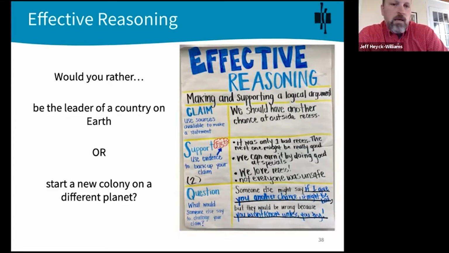One is doing the game Would You Rather, and here's an example of that where we ask the kids, would you rather be the leader of a country on Earth or start a new colony on a different planet? And in this case, they have to make a claim, and then they have to identify some support. The support more likely in these kinds of games is going to come from their own experience and their own preferences. But the real key is just getting the idea that this is how we reason effectively: we don't just make statements without having some sort of support.